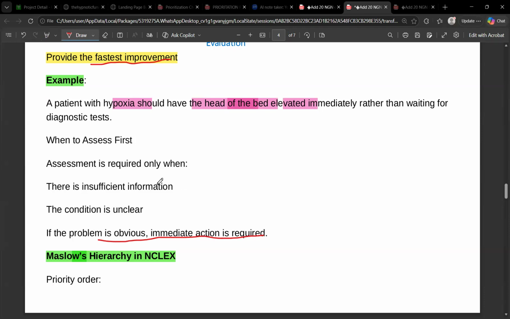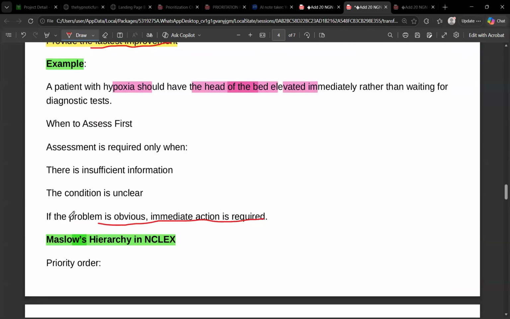Assessment is required when there is insufficient information or the condition is unclear, that means we are not getting clarity on the condition of the patient. In such cases we can do the assessment, but if the client is showing worsening symptoms with the ABC, airway, breathing, circulation or disability, our action should be immediate. That means we need to implement first. These are the points you have to keep.